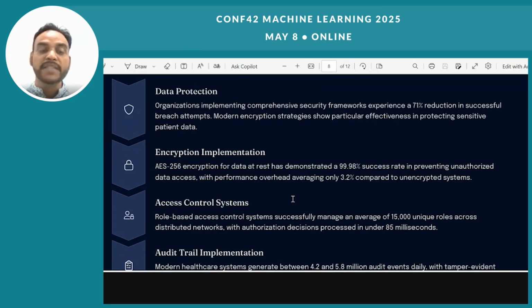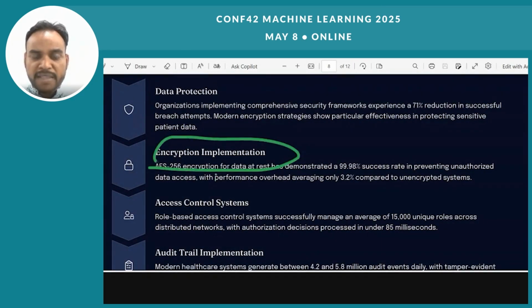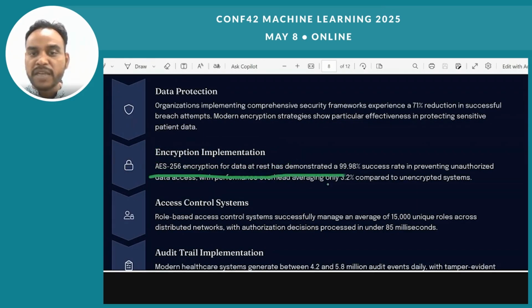Encryption implementation. We are implementing AES-256 encryption for data at rest, which has demonstrated a 99.98% success rate in preventing unauthorized data access with performance overhead averaging only 3.2% compared to unencrypted systems.